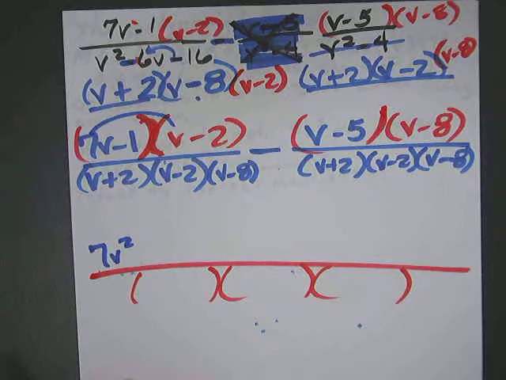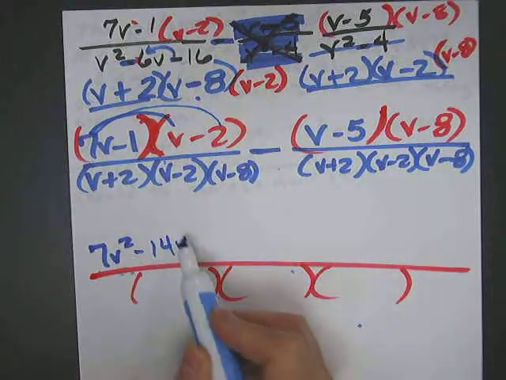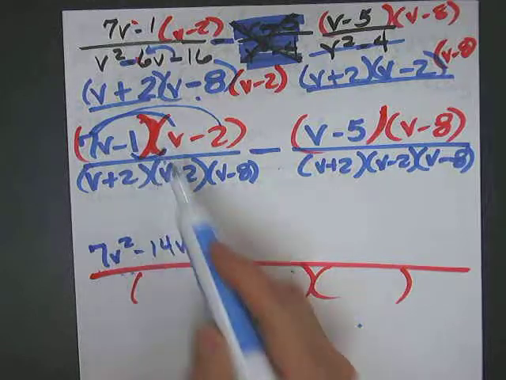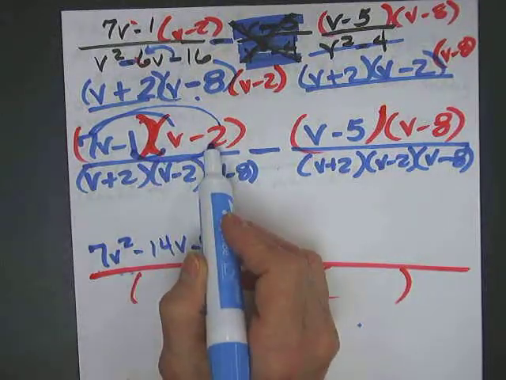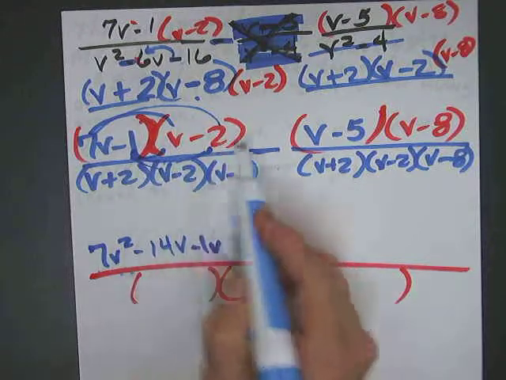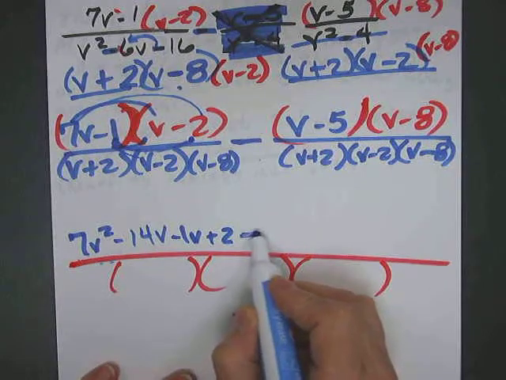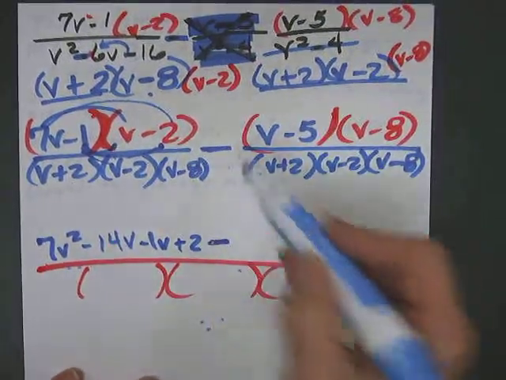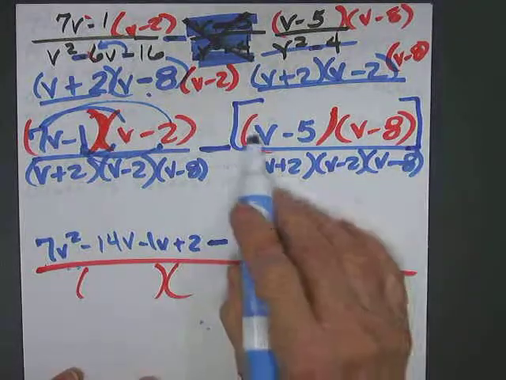Cancel with b minus 2? No, don't cancel, because you're where you started. No canceling. We're going to have a common denominator, and we're going to do all that stuff. It's going to be long. We might be able to cancel at the end, but we may not.